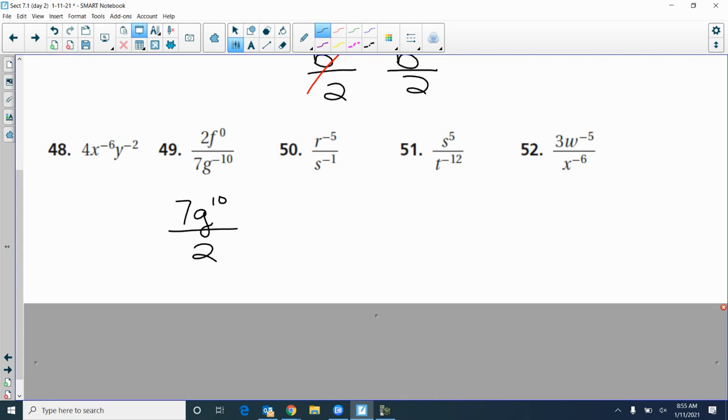All right, f to the 0 goes away because it becomes a 1. That is correct. The 2 and the 7 should not go anywhere because they do not have exponents. Okay, Jordan, what do you think it is? 2g to the 10th over 7. The 2 stays, the 7 stays, the g to the 10th flips up. So you moved the g to the negative 10th up, Rachel, that was right, but the 2 and the 7 shouldn't move. Leave that. f to the 0 becomes a 1. When it becomes a 1, it basically just disappears. So that is correct.